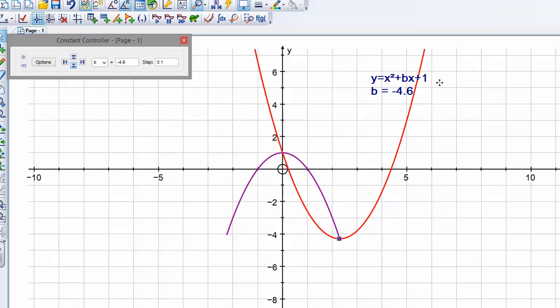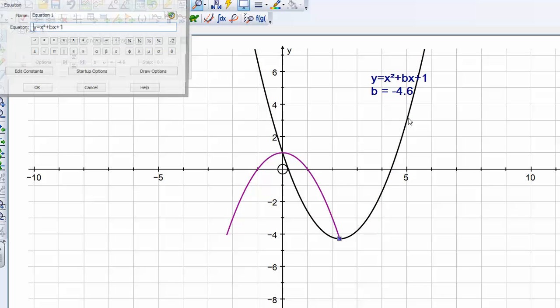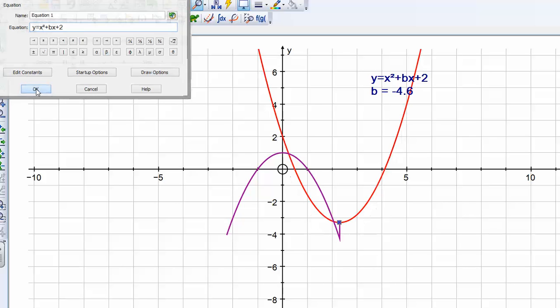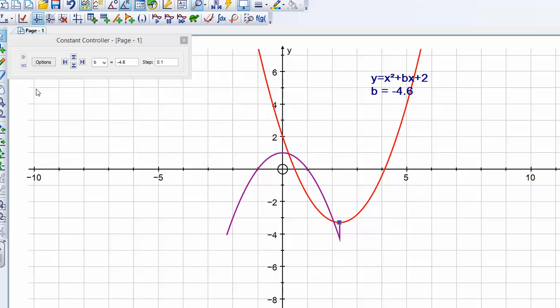Okay, I'm now going to change the plus 1 into a plus 2. So I'll just change that. So instead of having plus 1, I'm going to change that to plus 2. So it's slightly moved the curve upwards 1 unit.